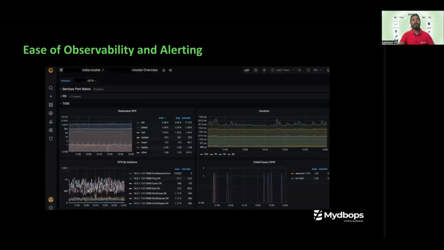Okay, and this is a small snippet of the Grafana dashboard, what it provides. So there are a lot of dashboards, each specific. This is an overview graph, which I mostly use for the production workload, which is a single pane of observability for all the components like PD, TiDB, and TiKV.